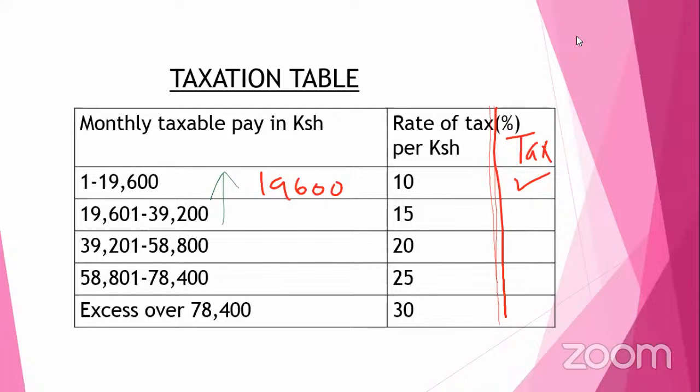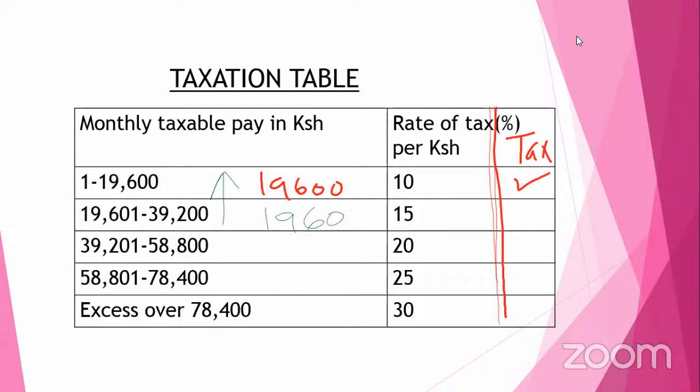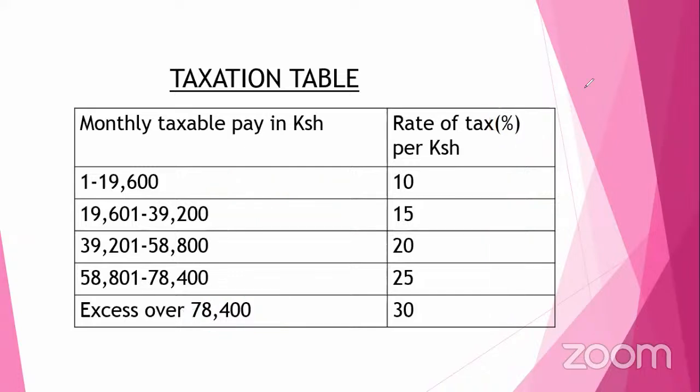So how much money is between 39,200 and 19,600? It's another 19,600. So you tax, and you go until your last value, which is over this amount, and you write the tax there. Then from there, you do the totals, and that will be your gross tax. So let's see what the answer is.